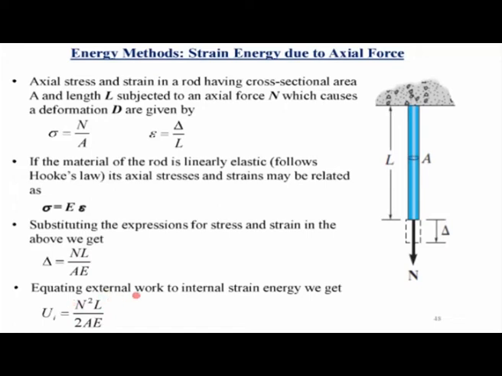So that is how, if we equate the external work to the internal strain energy, the internal strain energy can be obtained as N squared L over 2AE. This is for a rod which undergoes a deformation of amount delta. It was initially undeformed, so the load N was gradually applied on it. So the internal strain energy of that rod is given by this expression, N squared L over 2AE.